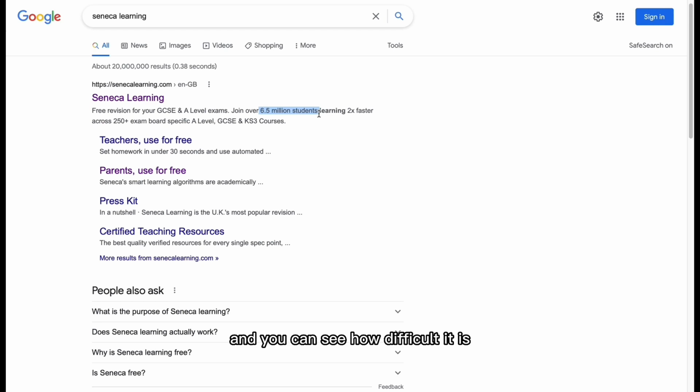And you can see how competitive it is, looking at 6.5 million students. I assume that is the number of students taking a GCSE. I don't know the exact numbers, but it is a few million, to be honest, that's a rough estimate, but let's go inside and see how to use Seneca.